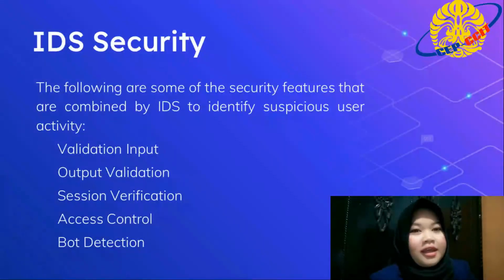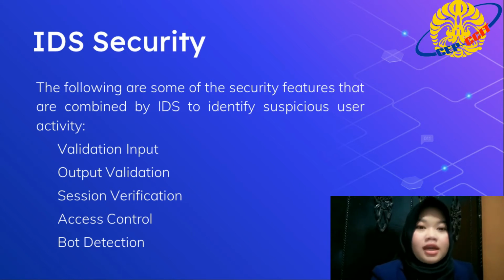IDS security. To secure the web application, the intrusion detection system provides various types of security measures to guard against the enemy. The following provides a brief description of the various security features that are combined by IDS to identify suspicious user activity. First, we have input validation. The validation process checks whether the input meets the predetermined set of rules to prevent the entry of insecure data into the application. This consists of checking all inputs.